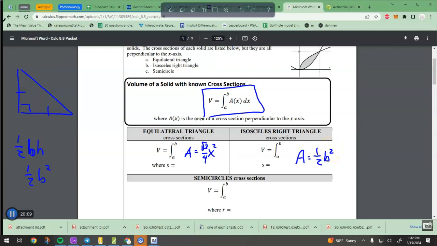Or just think about it like b squared would be a square, right? And then 1/2 of a square is an isosceles right triangle. Semicircles. So the area of a circle is pi r squared, but you only want half of it, so it'll be 1/2 pi r squared. But beyond that, it's the exact same stuff. You would plug in top minus bottom here, or right minus left if you're doing it in terms of y. Put top minus bottom in there, top minus bottom in there. So the problems are the same.